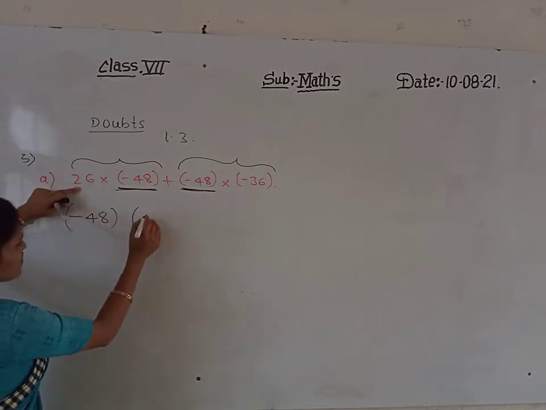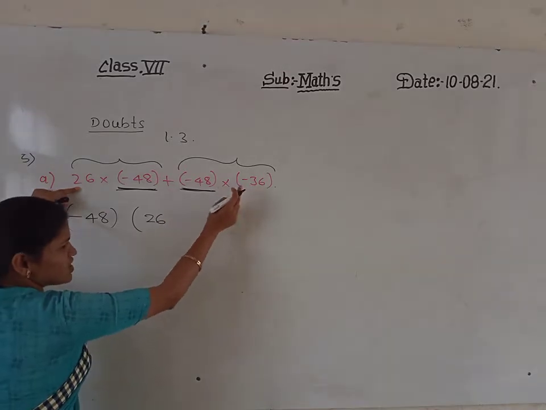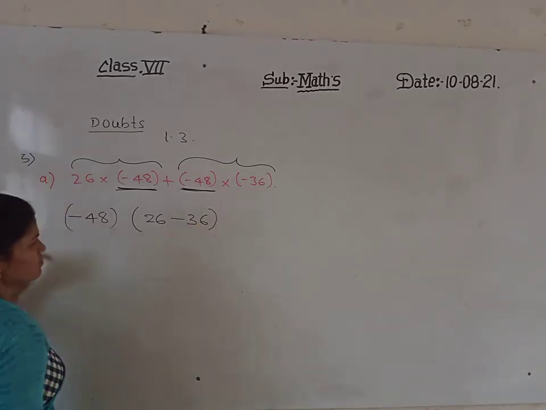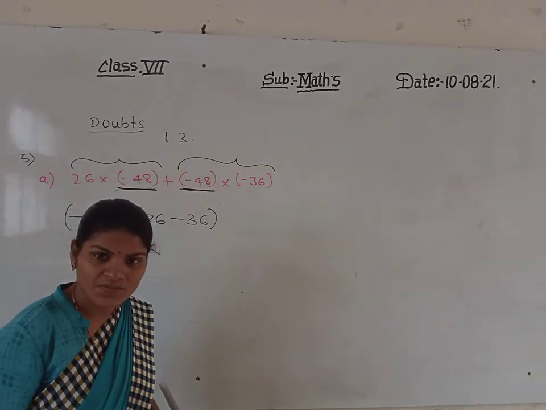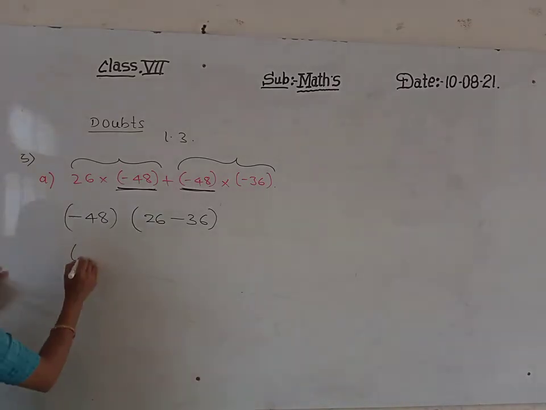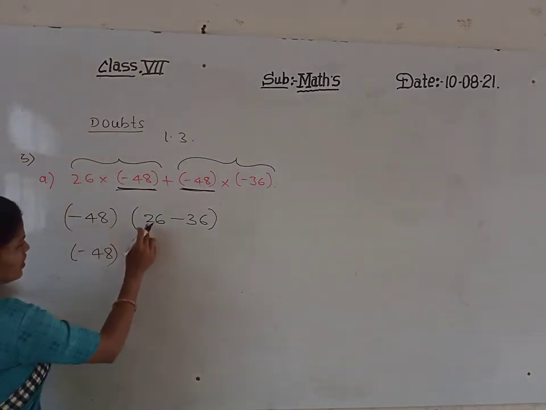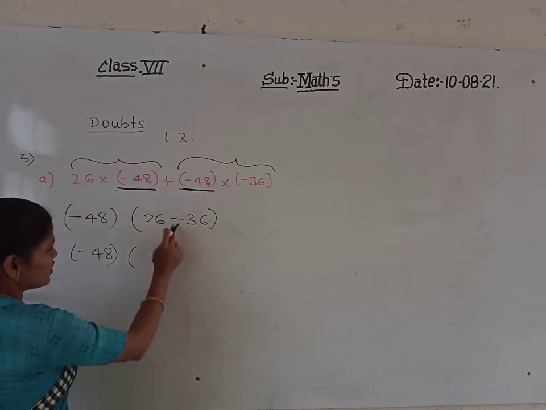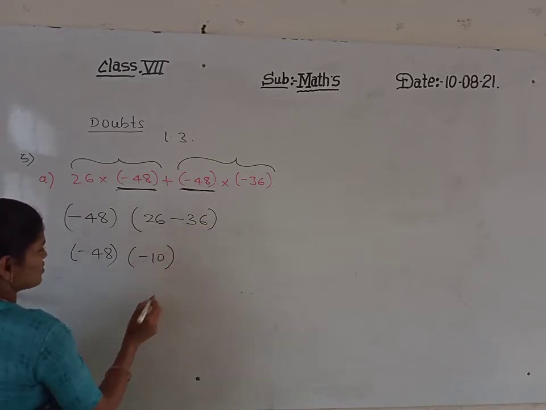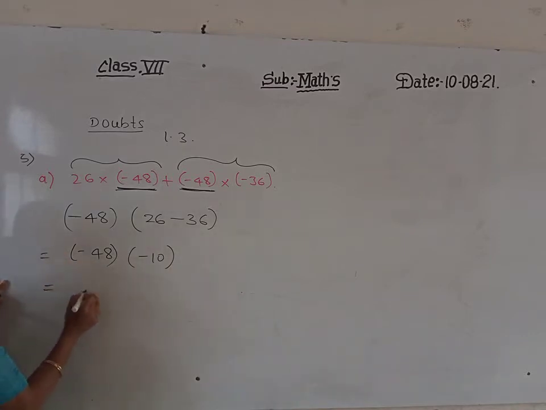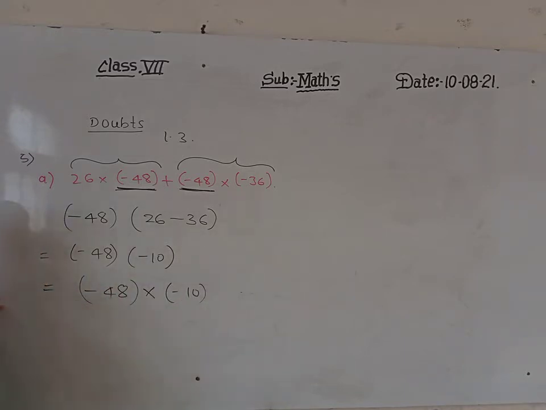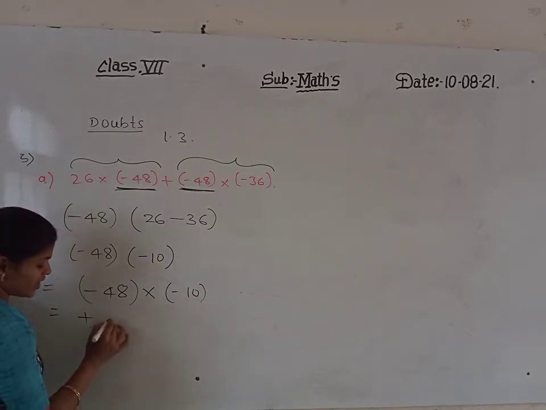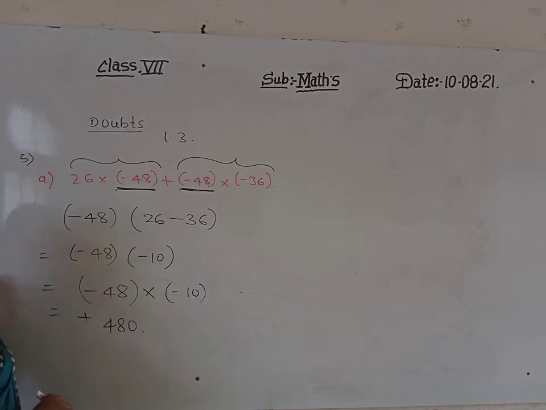Then what is remaining in the first term? 26. And what is remaining in the second term? Minus 36. Now it is in the form of a into b minus c. Clear? Minus 48 keep as it is. 26 minus 36 is 10, greater number minus. So now your answer is minus 48 into minus 10. Dear student, just observe here: minus into minus becomes plus. 48 into 10 is 480.